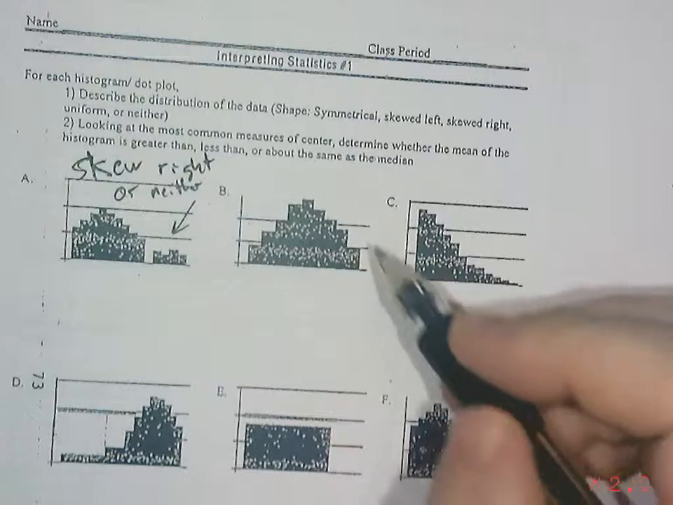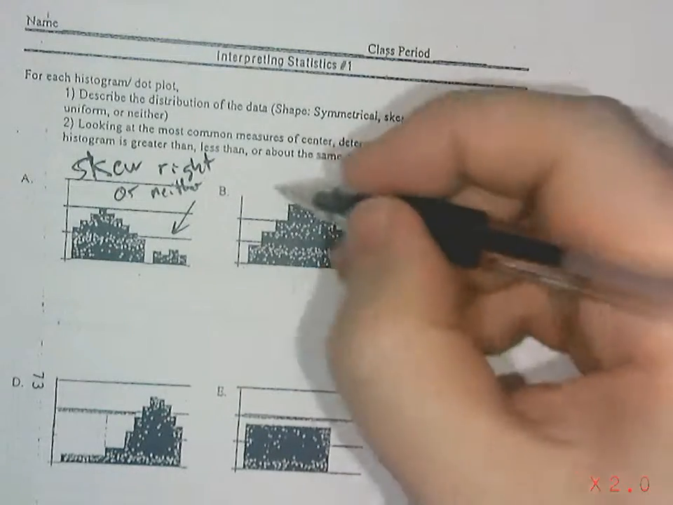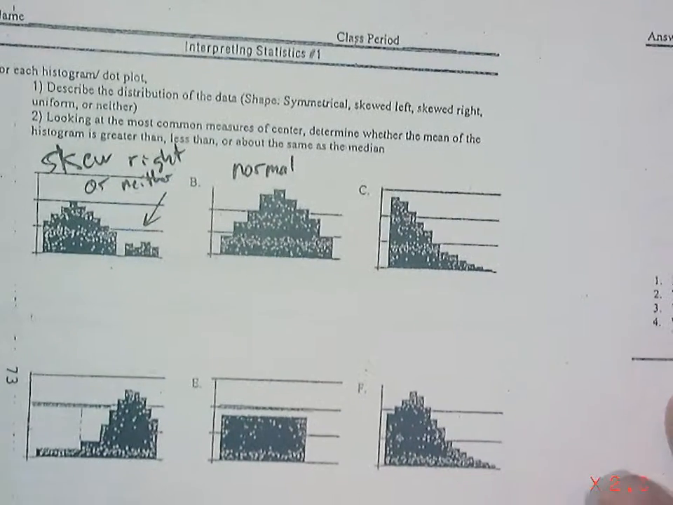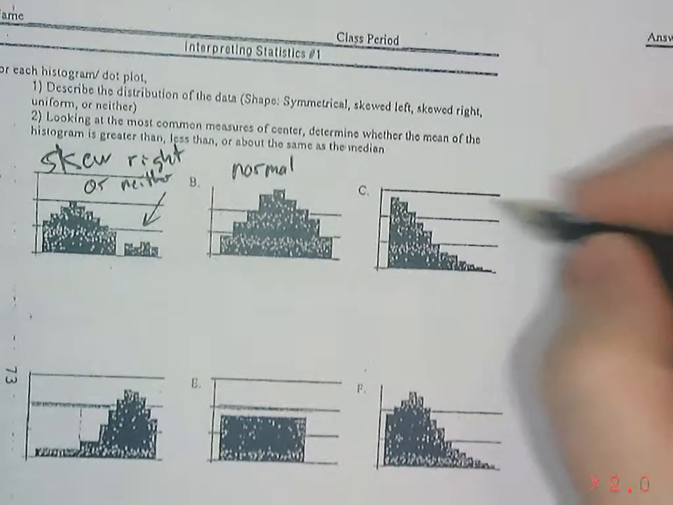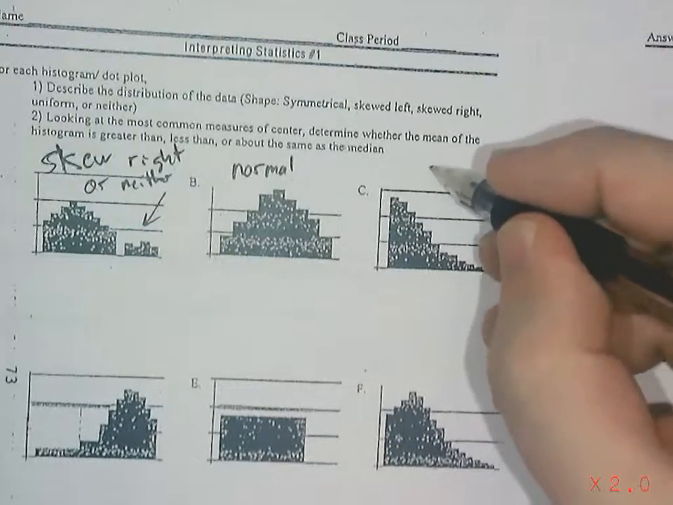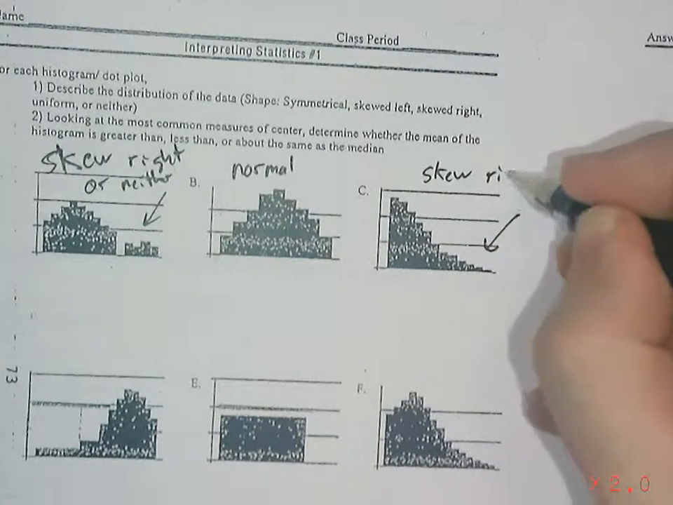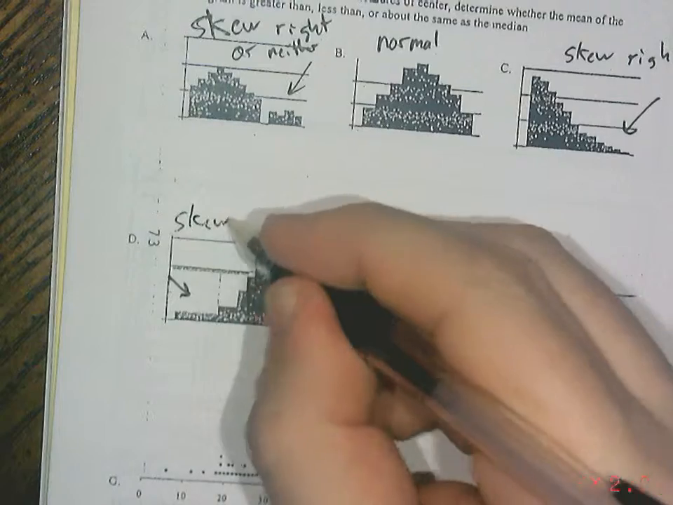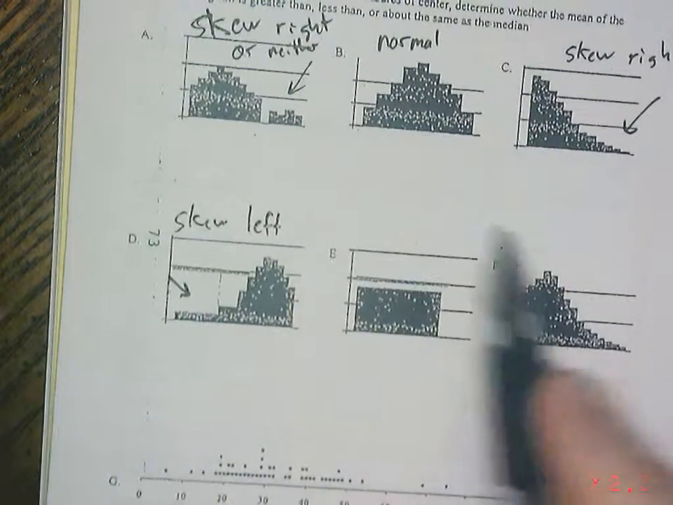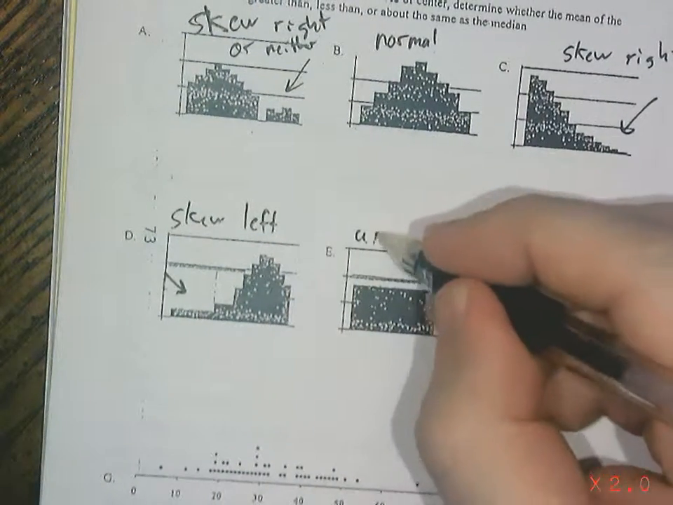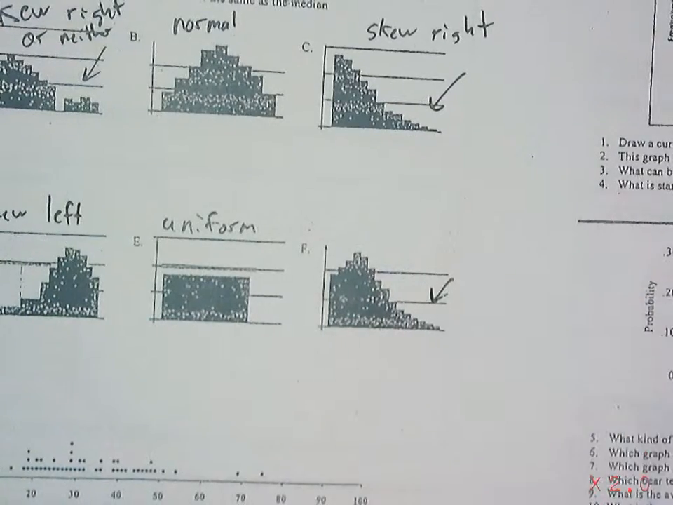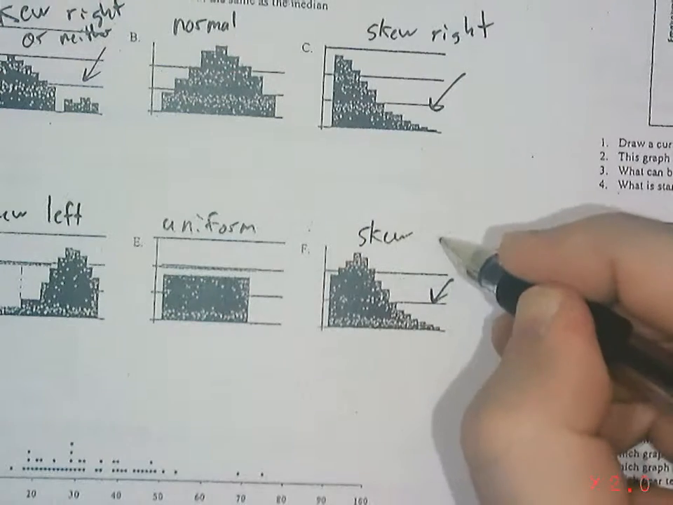This one, I know it's not exactly symmetrical, but this is a normal distribution, or symmetrical, however you want to write it. This one is also, again, we look at the tail, this one is skewing right. This one, if we look at the tail, it's on the left, so skew left. This one, they're all the same, so that one's uniform. And again, tail, so skew right.